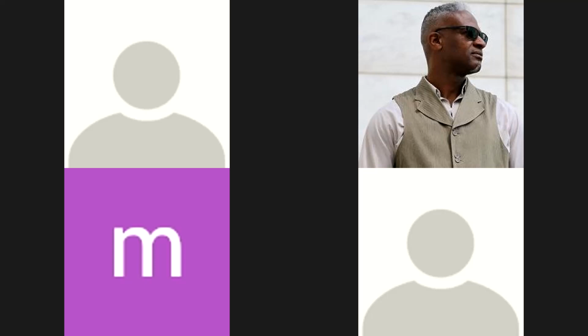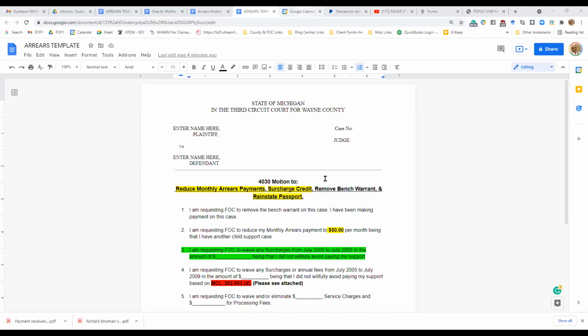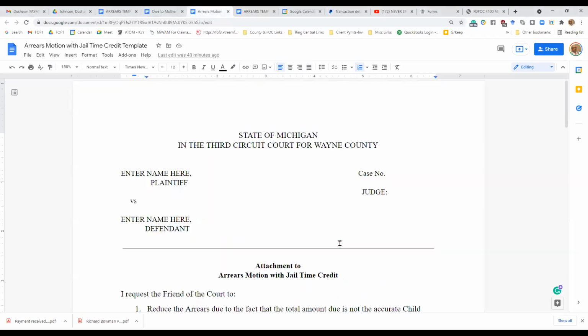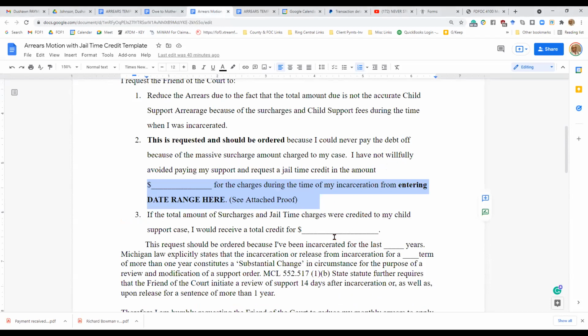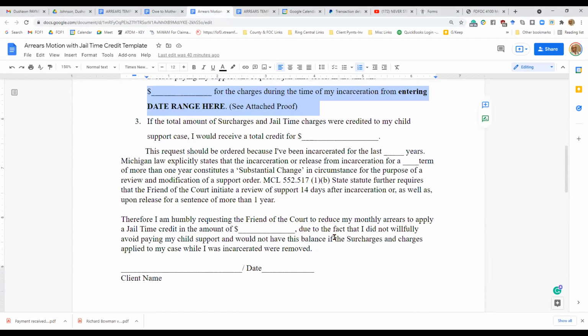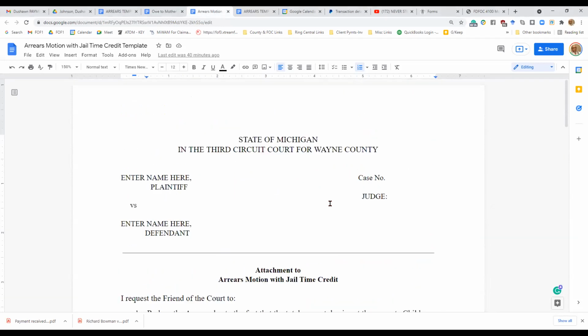So there you go. And that motion that I showed you is the motion for you, along with the jail time credit. I'm going to go back in and pull that up probably in the morning, print it out, and start working on them. So I've got to file motions for all three of my cases, right? That's correct, because every one of them is different.